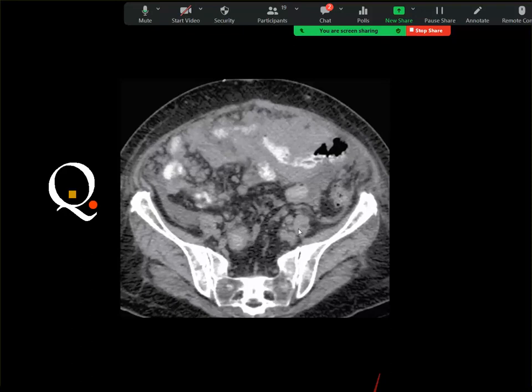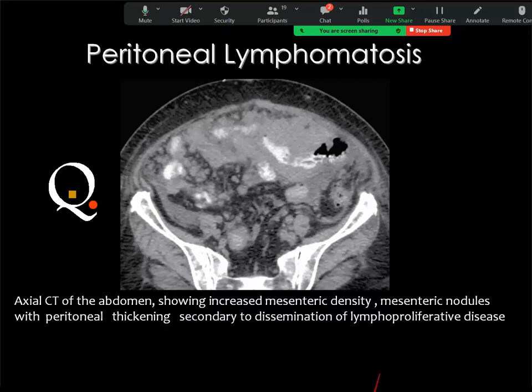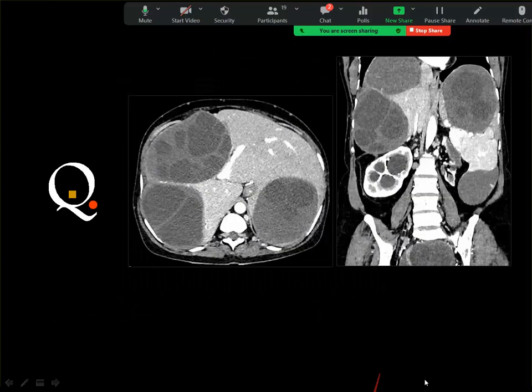But if you feel that this is a peritoneal pathology, then lymphoma will also be the first choice, followed by metastatic disease. And metastasis usually affects the omentum and results in an omental cake. But if you see some intestinal loops going through the lesion, then you feel that this lesion has originated from the small bowel and infiltrated the peritoneum. Next case.